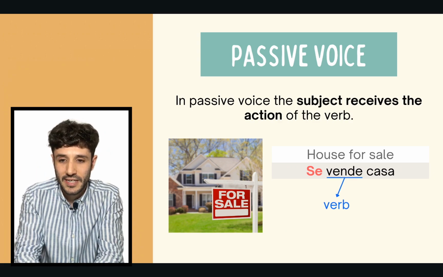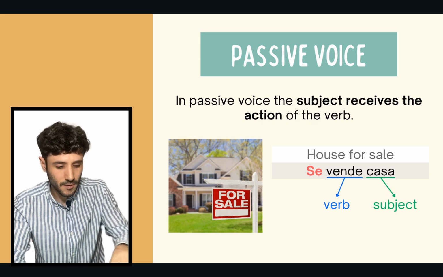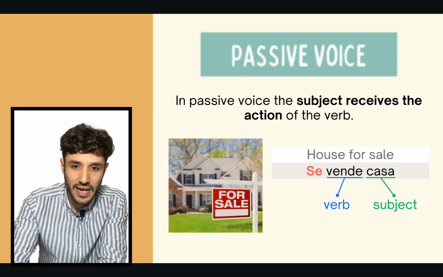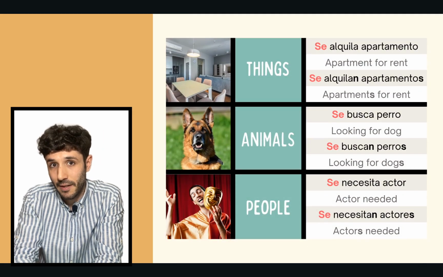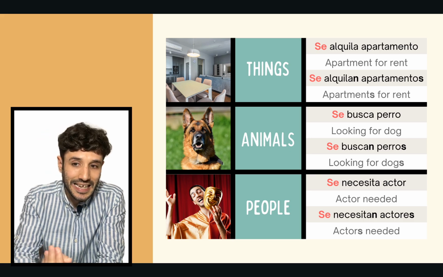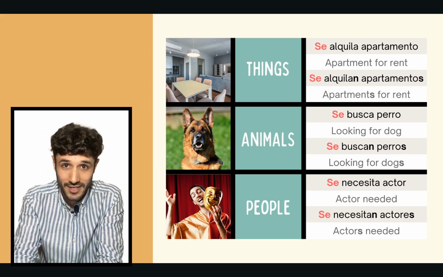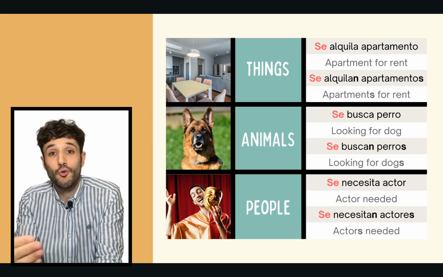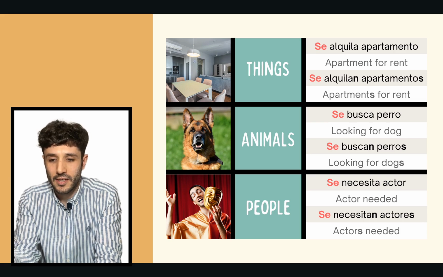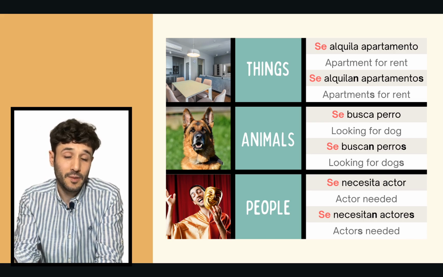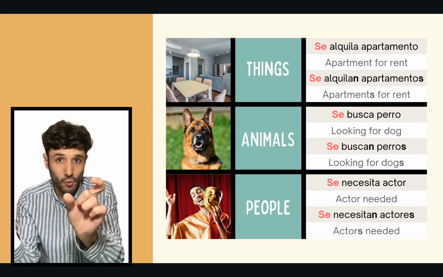Okay, here you have some examples. Again, vende is the verb, casa is the subject. Here we have some examples. For example, se alquila apartamento, singular. Se alquilan apartamentos, this is plural. Se busca perro, se buscan perros. Se necesita actor, se necesitan actores. Again, there is no agent in the sentence, but there is the subject, and the verb looks at the subject to conjugate.